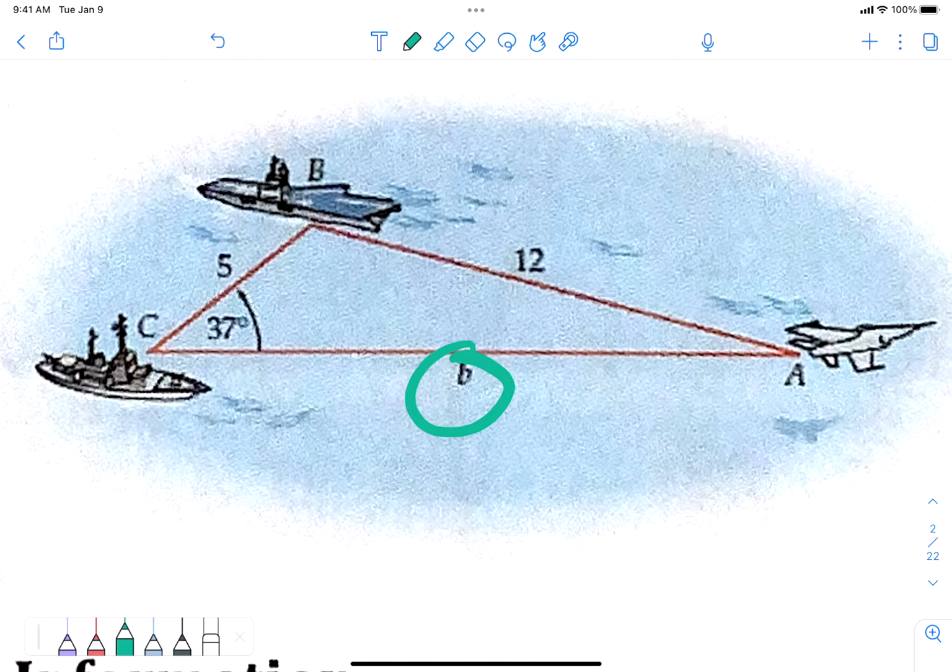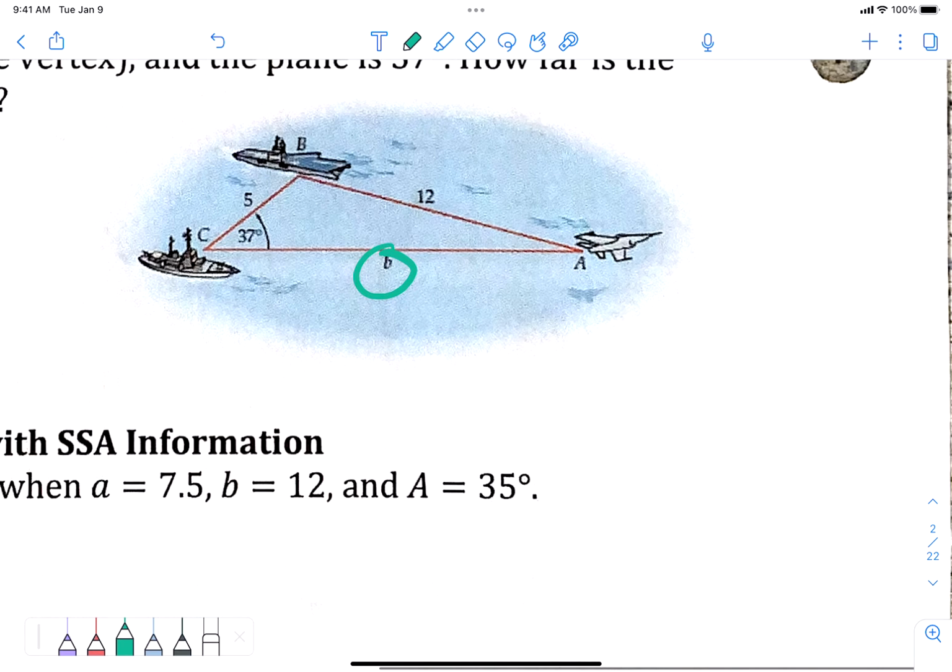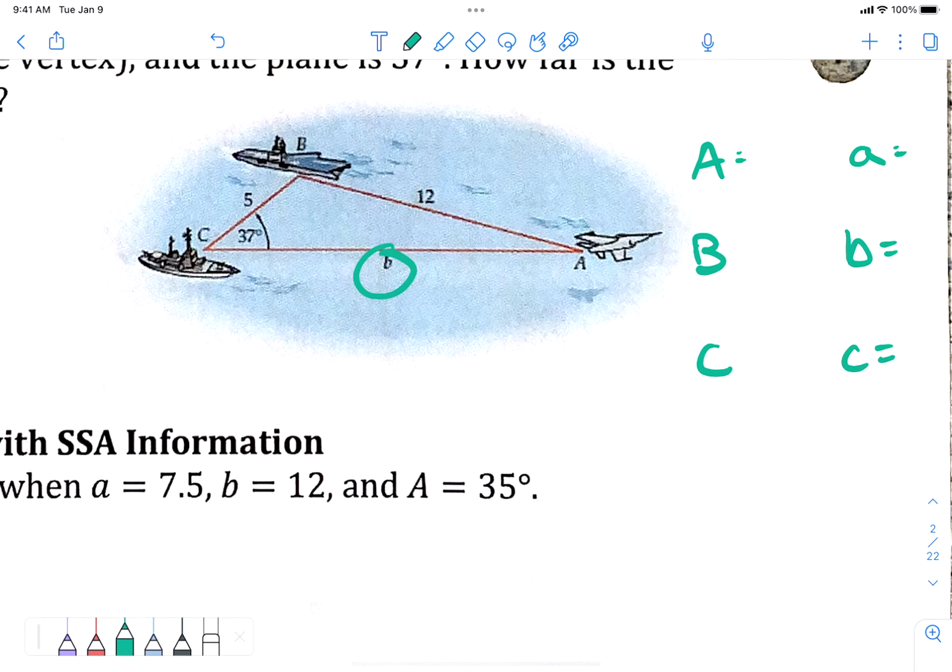Okay, let's list out what we have and what we're trying to find. We're not trying to solve for everything that we don't have. So let's do capital A, capital B, capital C. We're only finding little b. Okay. C you said was 37, got it. Little a is 5, got it. Little c is 12. Yeah, you're right. We're trying to find little b.